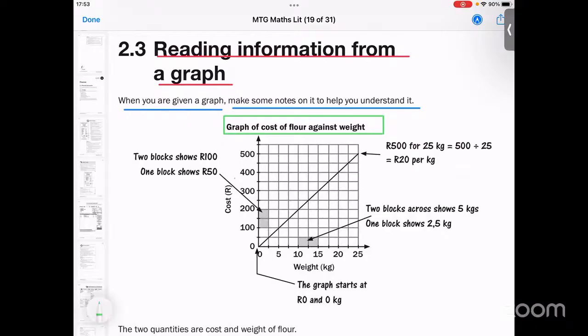Then you will see that on the y-axis we have the cost in rands, and here we have the weight in kilograms. It is very much important that we know the unit of the cost, because it can be in dollars, Zim dollars, cents, naira, pounds, Japanese yen, euros. It could be any currency, the honorable member.